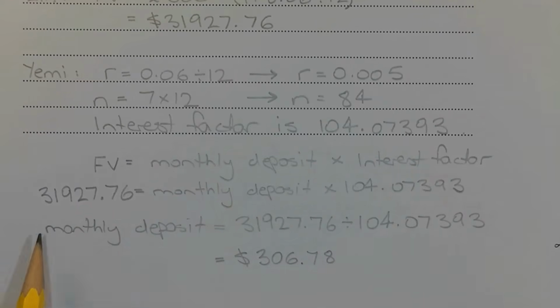And we do that by dividing 31,927.76 by 104.07393. And I've written that equation here, rearranged so that the monthly deposit is the subject. And that evaluates to $306.78.